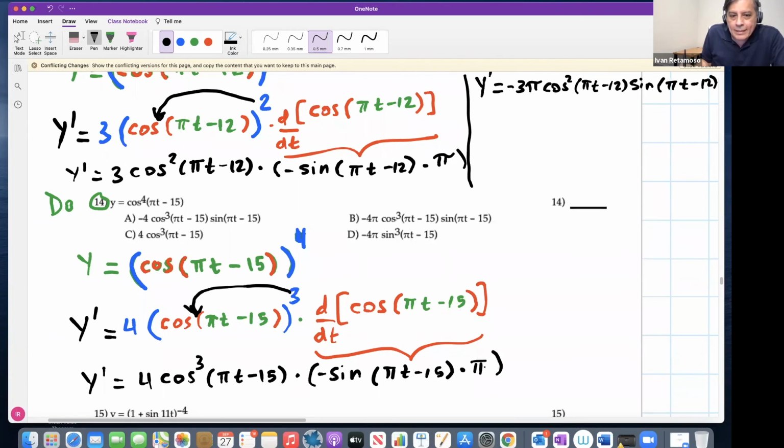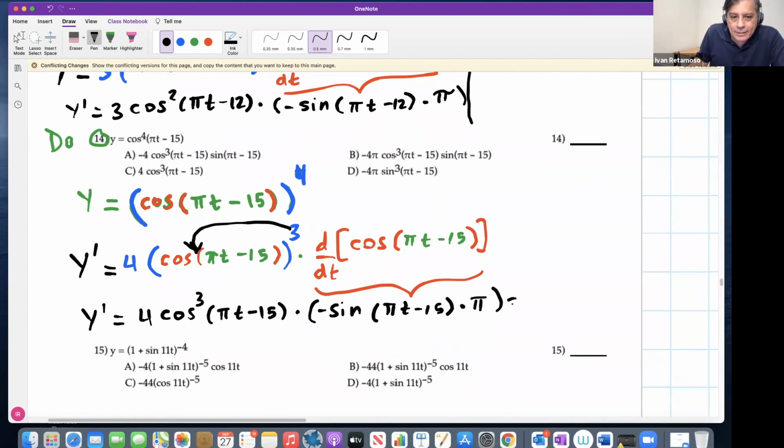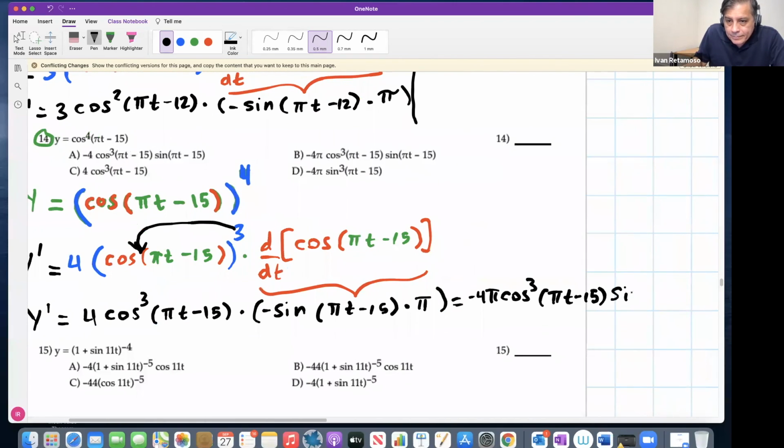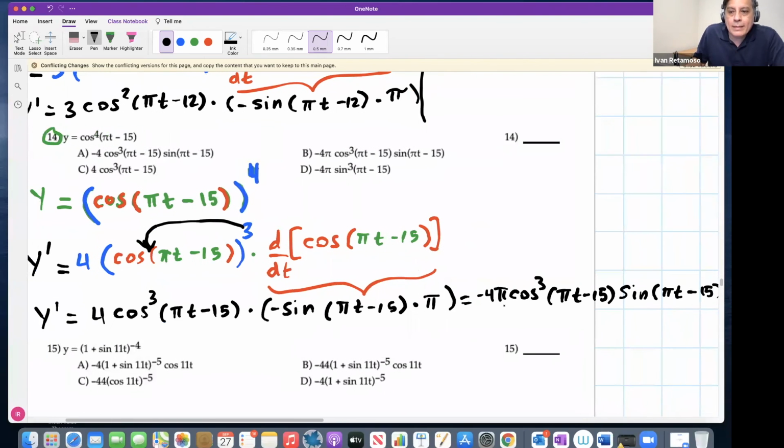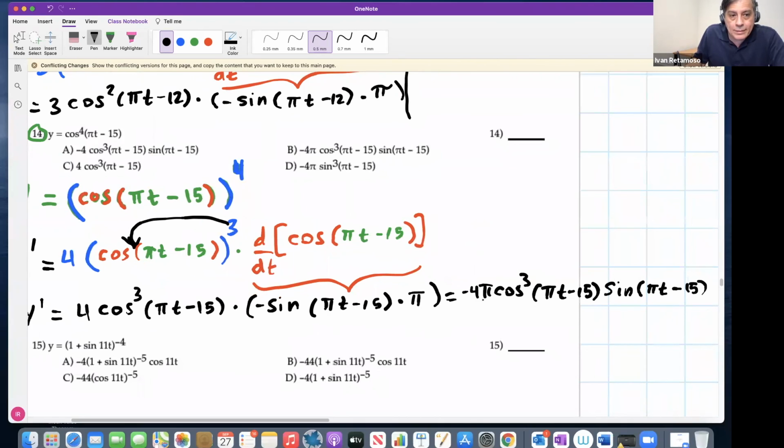So this is it. Now, just put things together, right? So this will be equal to what? 4 times negative 1 times pi, minus 4 pi up front, followed by cosine cube of pi times t minus 15, multiplied by this sine of pi t minus 15, right? And this should be it. This should be the final answer. And if you look through the choices, you will see that for 14, very good, is B, right? This.